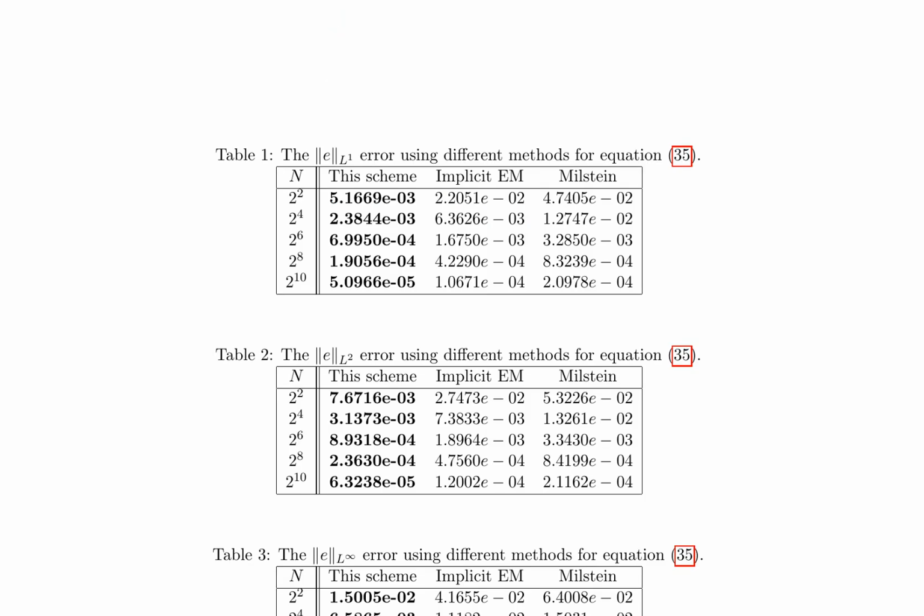The authors present a comprehensive evaluation of the proposed method for solving equation 35 through a series of numerical experiments. Tables 1, 2, and 3 display the L1, L2, and L-infinity errors, respectively, obtained using the proposed method, implicit Euler-Maruyama (EM) and Milstein methods for various values of n. The results in Table 1 indicate that the proposed method outperforms the implicit EM and Milstein methods in terms of L1 error, with the smallest error achieved when n equals 2105.0966 times 10 to the 5.